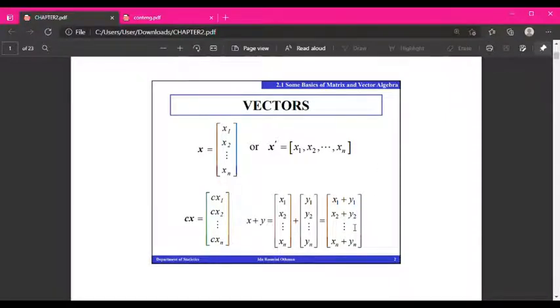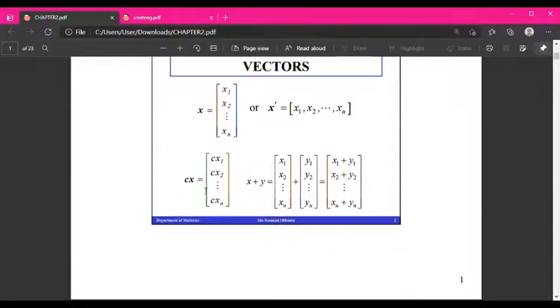Okay. And then, when you want to multiply the scalar, C is a scalar, with a matrix or vector, we can just multiply the entries like that. We can multiply the entries: cx1, cx2 and so on.